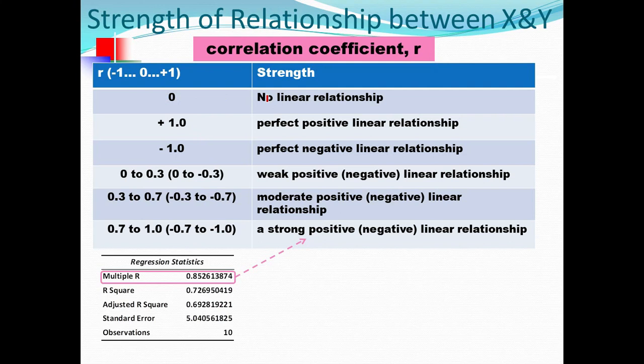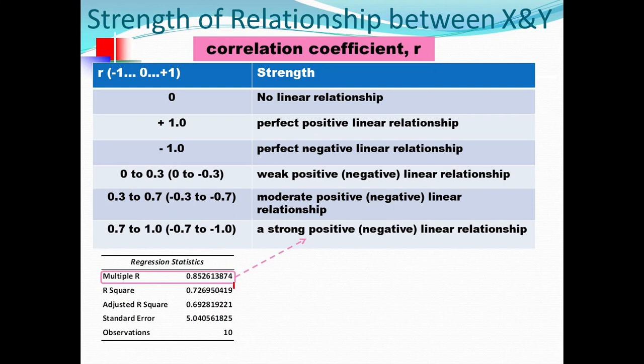If we get 0, it means no linear relationship. If we get exactly +1, that means we have a perfect positive linear relationship. If we have -1.0, it means a perfect negative linear relationship. If between 0 to 0.3, whether positive or negative, the relationship is very weak. If the R value is between 0.3 to 0.7, we can say the relationship is moderate. If 0.7 and above, we can say the relationship is strong.